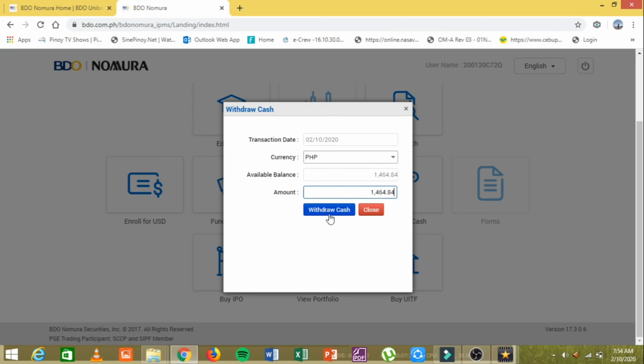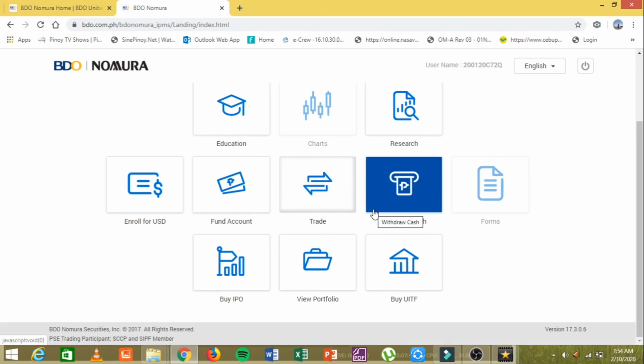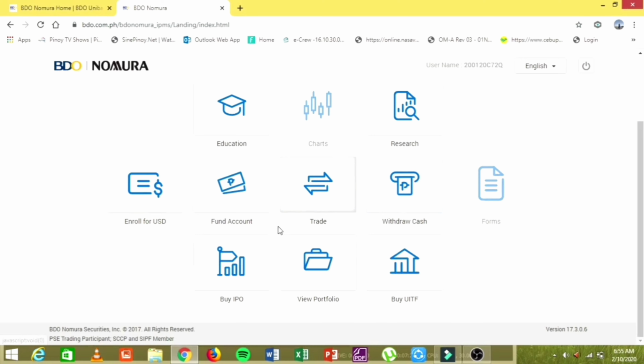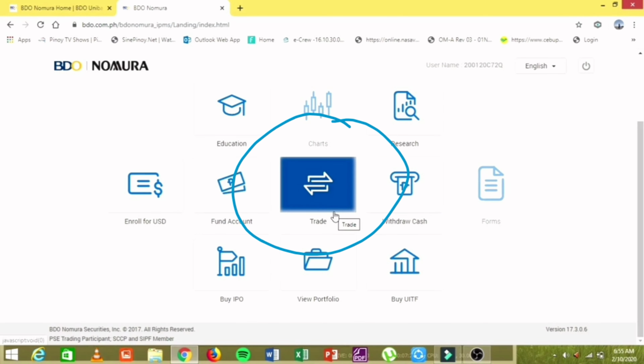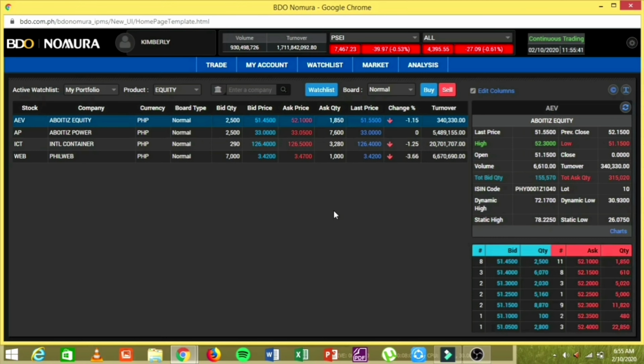And I will just click withdraw cash, but as of now I will just keep it because I'm planning to buy stocks the following day. Okay, and there you go. So let's go to trade, the moment of truth. So let's click this one. Okay, there you go, guys. This is the trading.